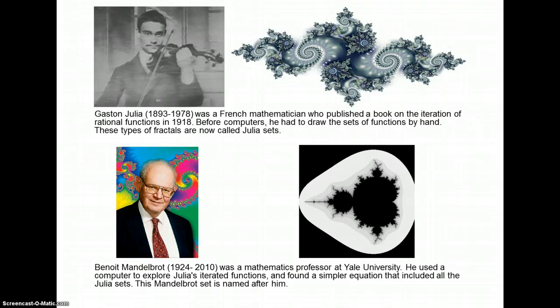Benoit Mandelbrot was a mathematician who worked at Yale University and only died last year. He was able to use a computer to explore Julia's iterated functions and then found a universal equation that included all of the possible sets. This Mandelbrot set is named after him and is becoming famous as an icon.